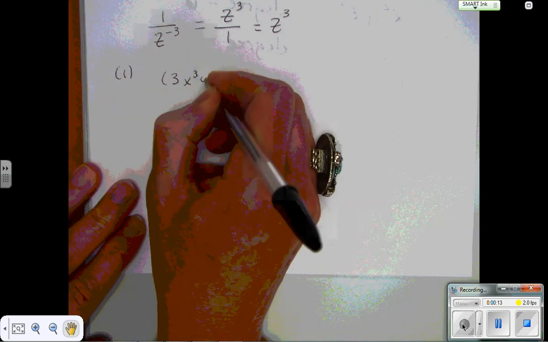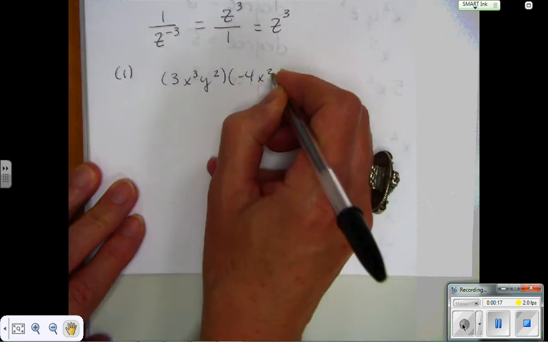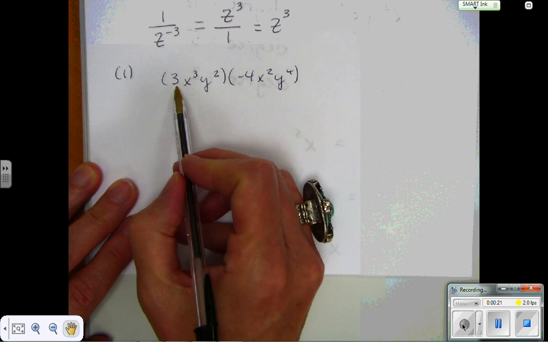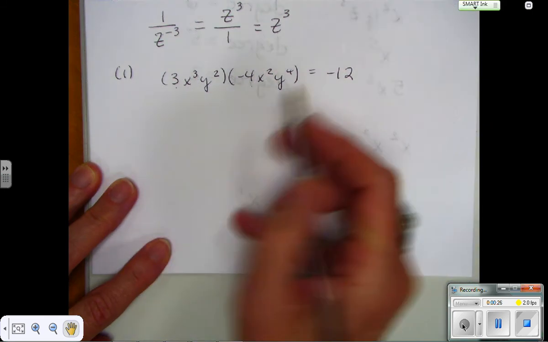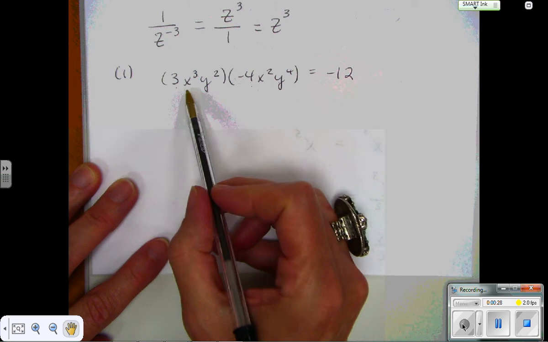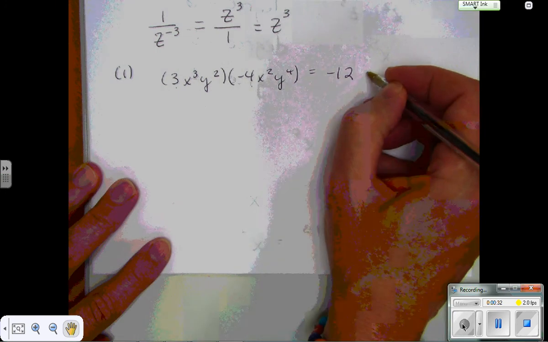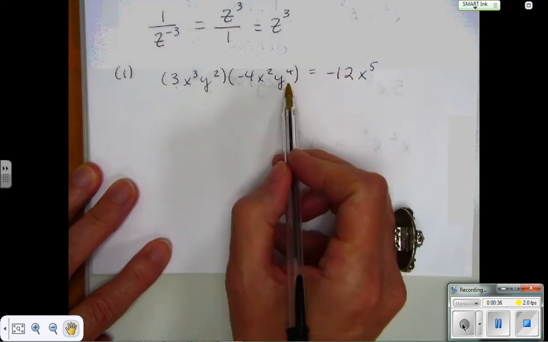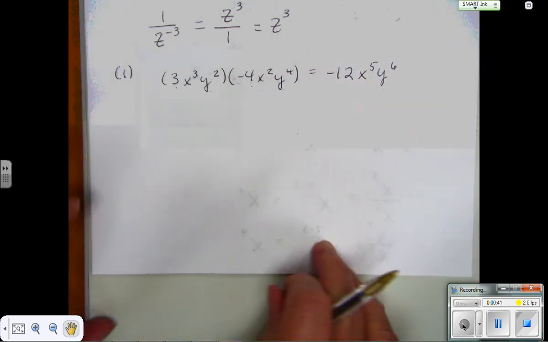3x to the third y squared times negative 4x squared y to the fourth. Okay, so when I multiply the coefficients together, I get negative 12. And I just want to multiply the ones that have the same base, the same variables. x to the third times x squared, and I add the exponents, so that's x to the fifth. y squared times y to the fourth is y to the sixth. And that is your answer.